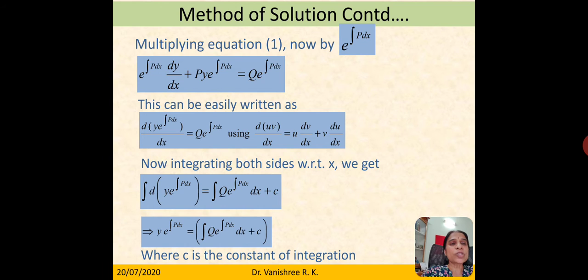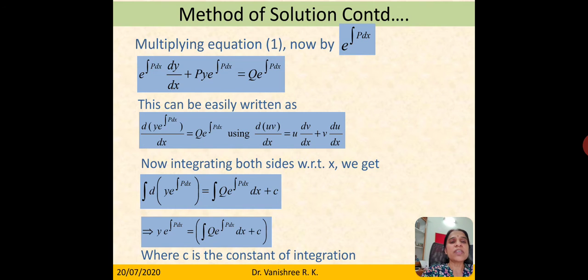While getting the integrating factor itself, we have seen that we are going to choose our m of x in such a way that the LHS of dy by dx plus py is equal to q, that is dy by dx plus py, is nothing but d by dx of y into m of x. So what is m of x here? E power integration p dx.